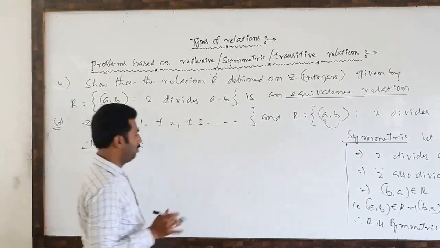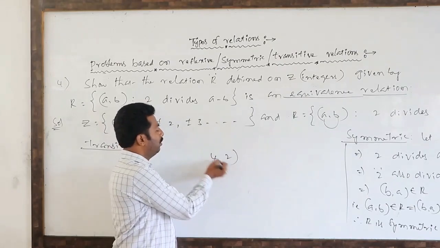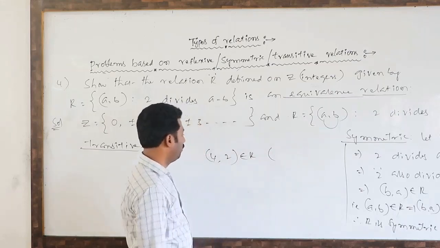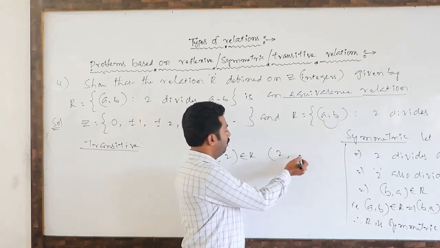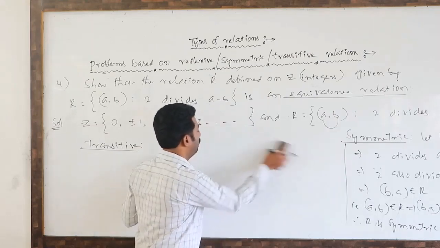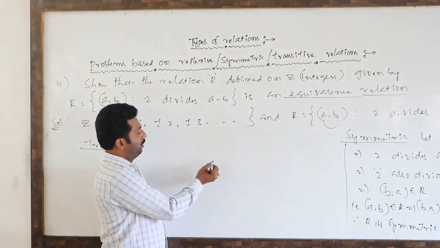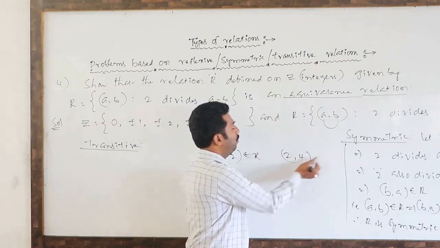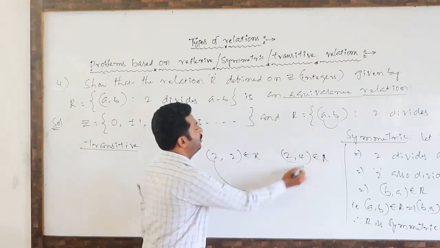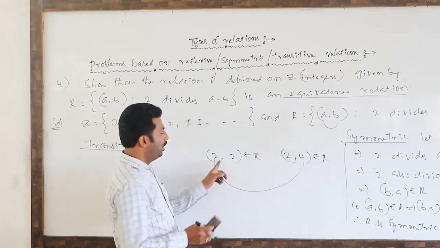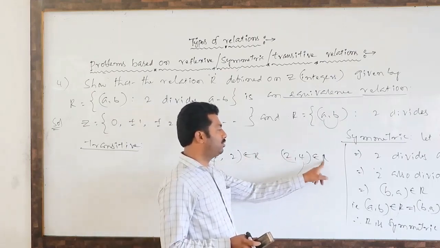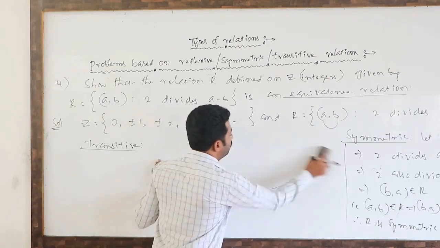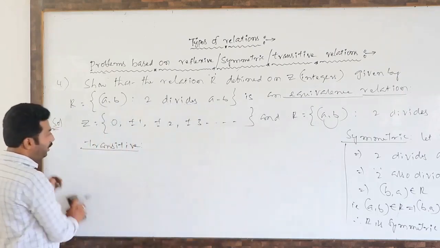So first I will take one example. (4, 2) belongs to capital R. (2, 8) I will take. (2, 2) belongs to capital R, (2, 4) belongs to capital R. So (A, C) also belongs to capital R. So (A, B) belongs to capital R, (B, C) belongs to capital R because 2 minus 4, that is minus 2, is always divisible by 2. So this is true for every integer.